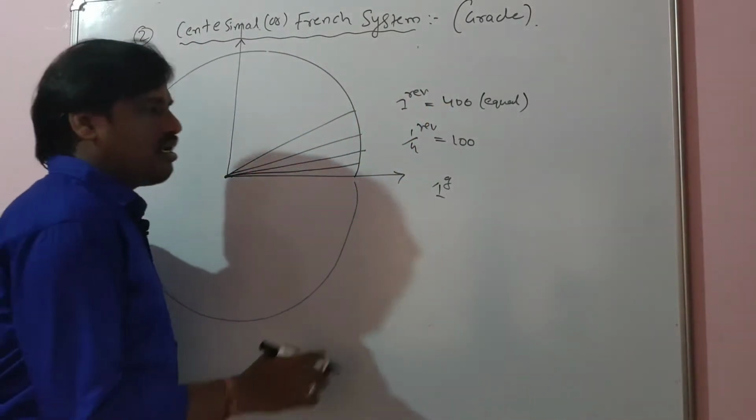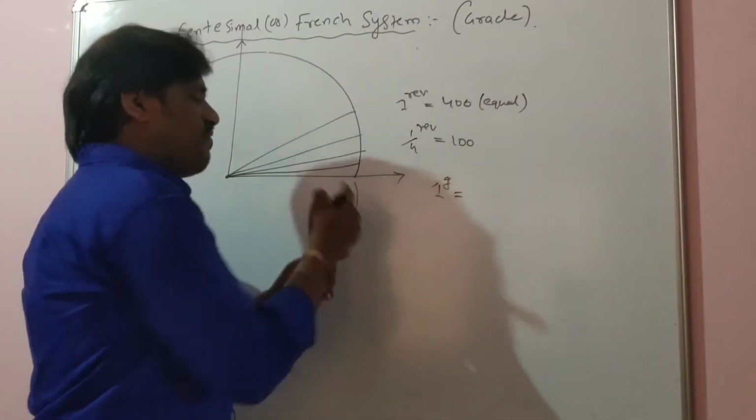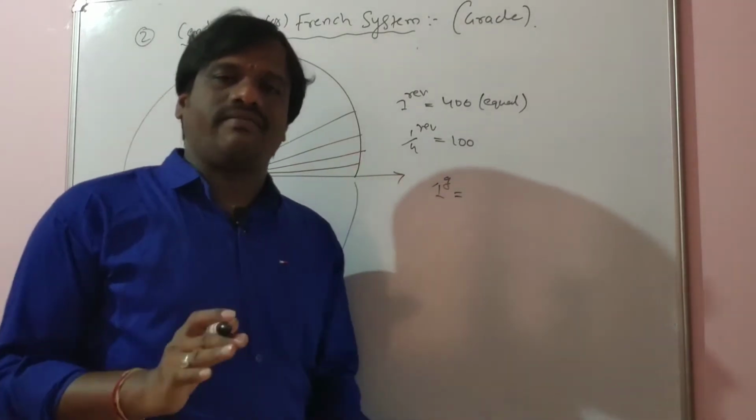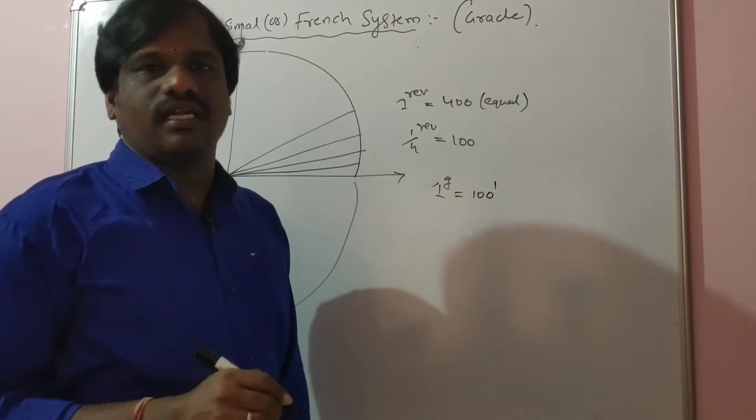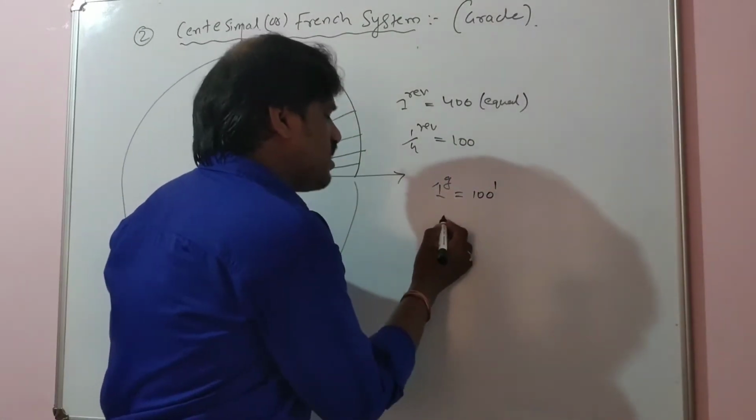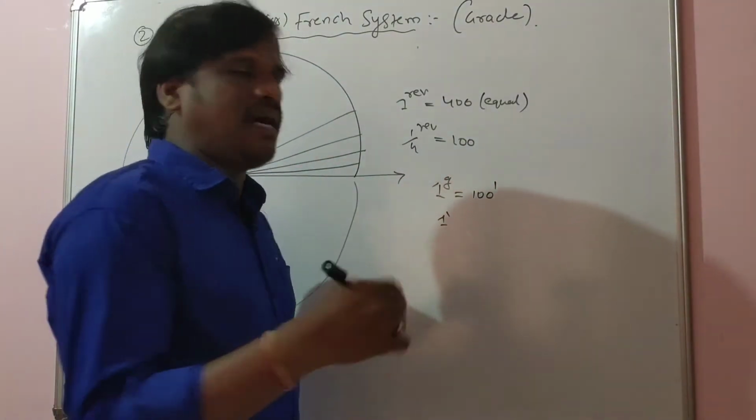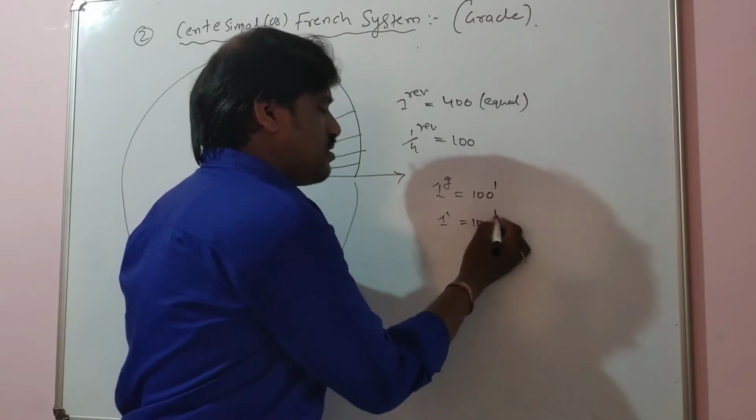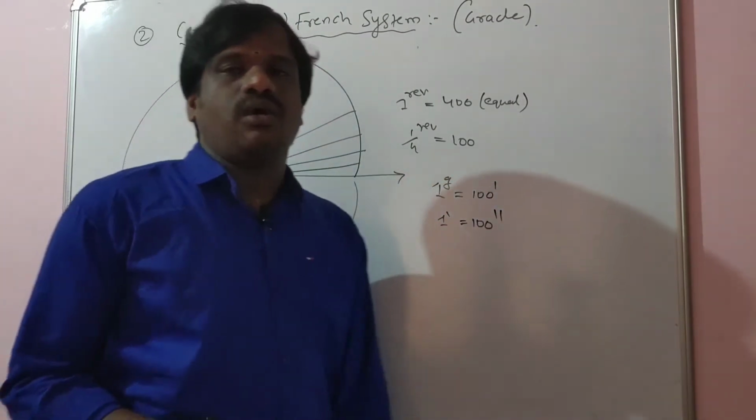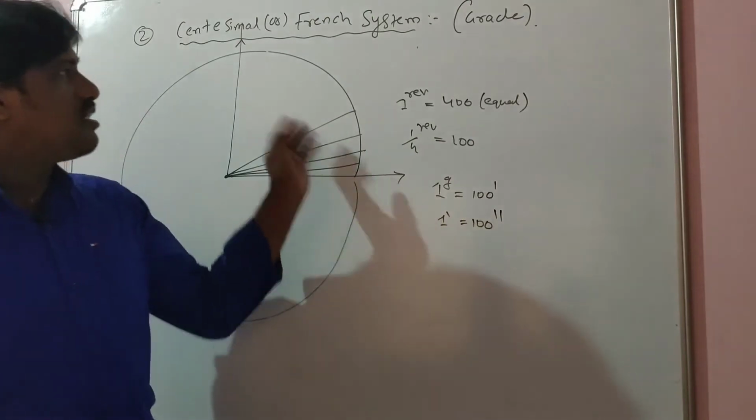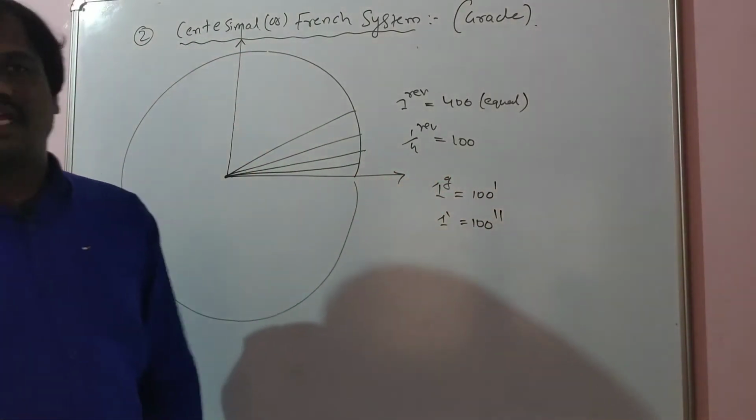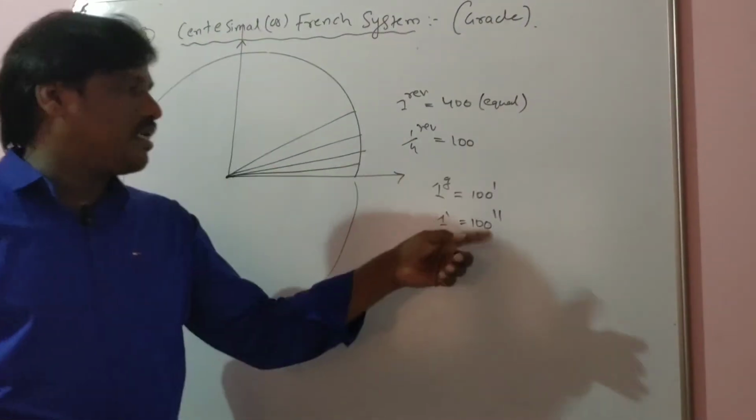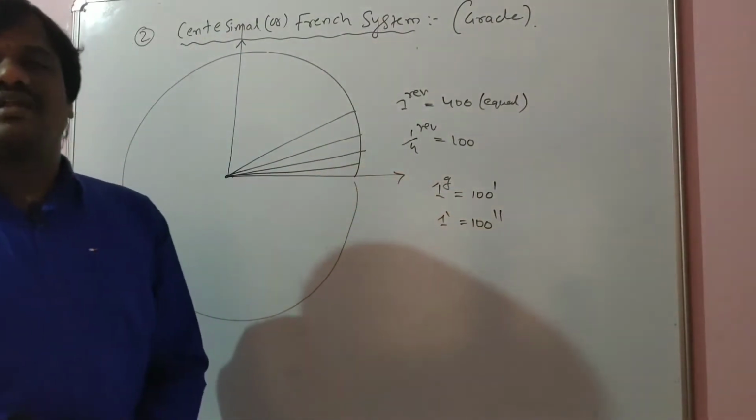If a grade is further divided into 100 equal parts, then each part is called a minute. So one grade is equal to 100 minutes. Further, this 1 minute is divided into 100 parts, which are called seconds. So 1 minute is equal to 100 seconds. This is what we call the French system, or grade. So one grade is equal to 100 minutes, 1 minute is equal to 100 seconds.